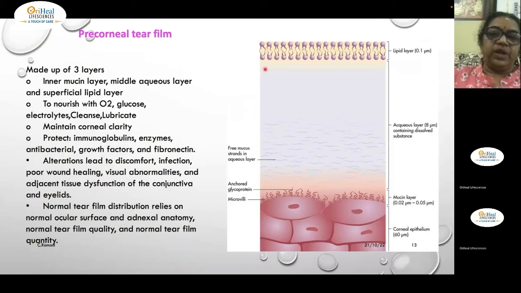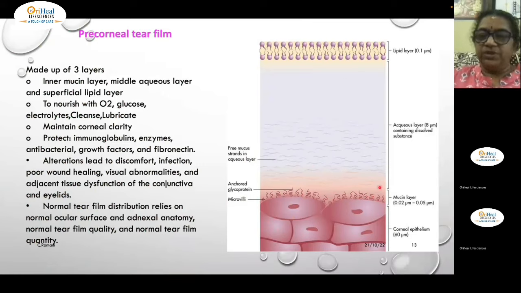So after the eyelid, this is the corneal epithelium. So you can see the corneal epithelium here. And above the corneal epithelium, you have a fluid. So that is a tear fluid, PTF. We normally call it precorneal tear film. So the precorneal tear film consists of mucin layer. Innermost is the mucin layer. Then you have the aqueous layer, watery layer, and then the lipid layer.